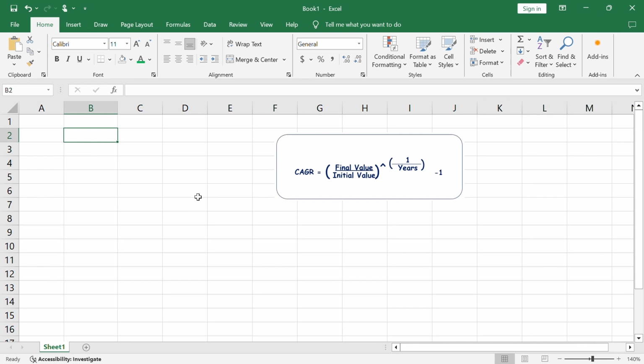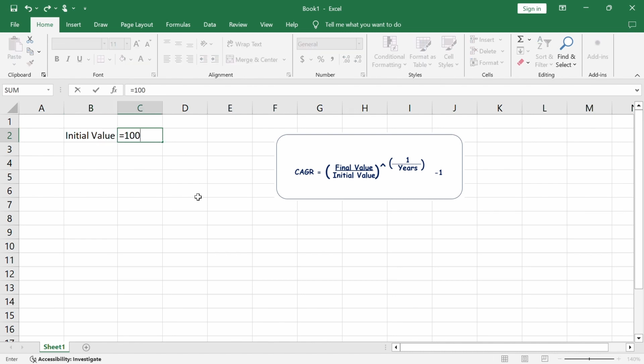Now let's calculate the CAGR value using the formula. For your benefit, I have shown the formula on the screen. So let's start with initial value. Initial value for our case was 100. The final value, it was 200. The number of years, those were 4.